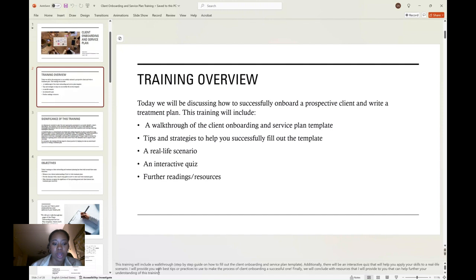So we will begin with a training overview. This training will include a walkthrough or a step-by-step guide on how to fill out the client onboarding and service plan template that was provided to you, along with a handout that will act as a reference guide for this presentation, and feel free to follow along with that handout as well. Additionally, there will be an interactive quiz that will help you apply your skills to a real life scenario. I will provide you with the best tips or practices to make the process of client onboarding a successful one. Finally, we will conclude with resources that I will provide to you that can help further your understanding of this training.